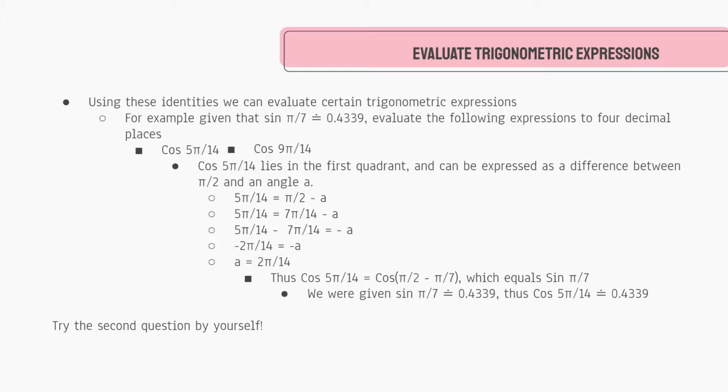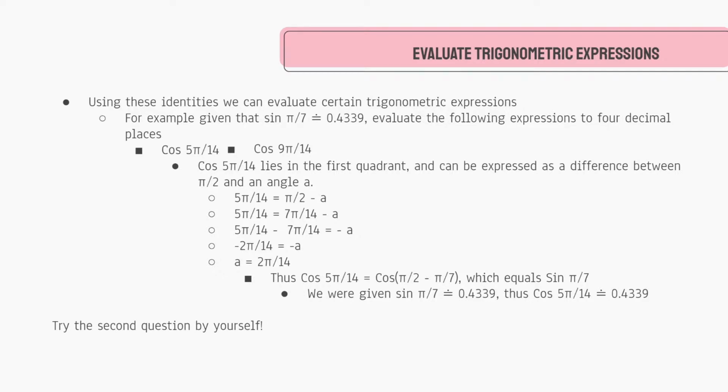So I wrote 5 pi over 14 is equal to pi over 2 minus A. Rewriting pi over 2 as 7 pi over 14, I then isolated A on one side of the equation, and so we got -2 pi over 14 is equal to -A. So A is equal to 2 pi over 14. I didn't do the step explicitly here, but you could reduce this to A is equal to pi over 7.